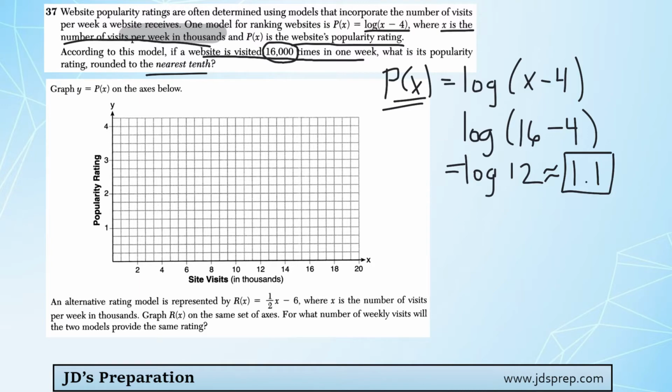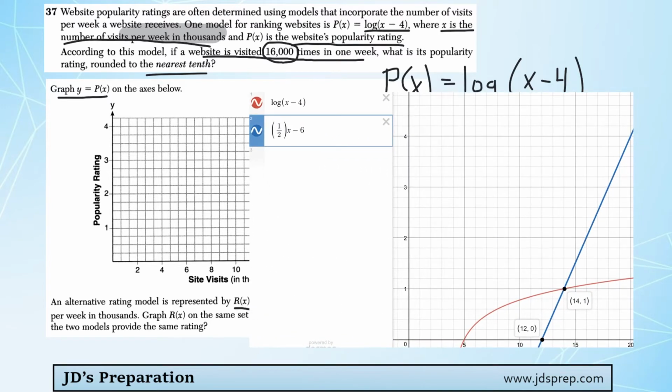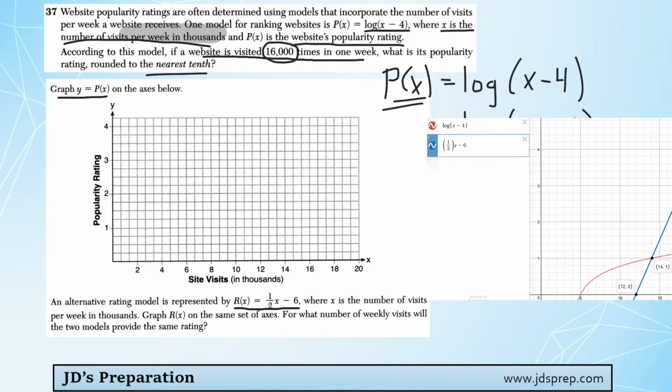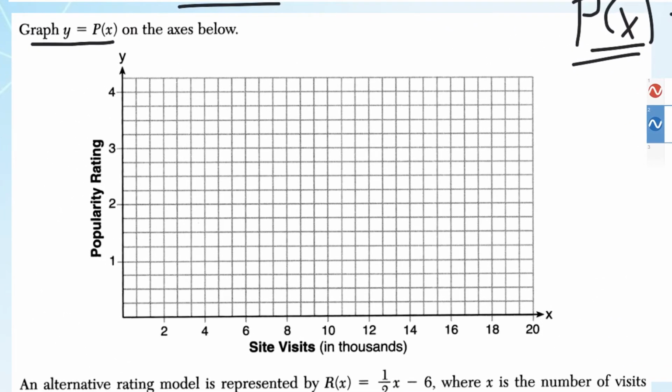For the next part of the question, we're asked to graph p of x. And then after that, we also have to graph r of x, which is 1/2 x minus 6. So you should use your graphing calculator to help you out here. And after playing around with the window settings, you should get something that looks like this. And it'll take you a few minutes, but you'll very carefully plot these two graphs onto here. And using your graphing calculator, you would use your table values to help you out.